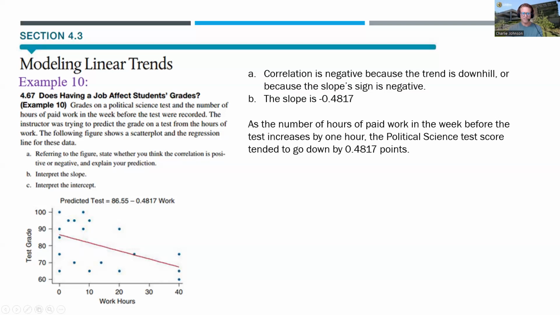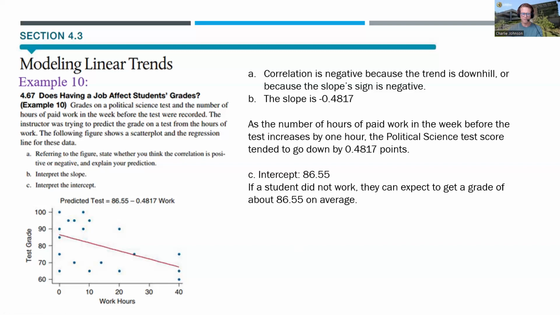Interpret the intercept. Now remember, the intercept doesn't always make sense. Sometimes, or most of the time, it doesn't. In this case, however, the intercept of 86.55 corresponds to 0 work hours. And that makes sense this time because there are a lot of students who don't work, and so they would have more time to study. So it says if a student did not work, they can expect to get a grade of about 86.55 on average.